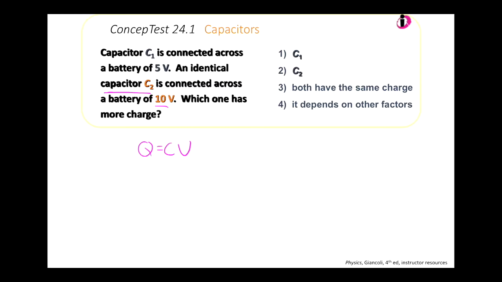What's the answer? This is the same. So the one with more voltage, more potential difference, results in more charge on that particular capacitor. So we could say here number 2 is the answer, all right? If I connect it to more potential difference, that pushes more charge onto the capacitor plates.